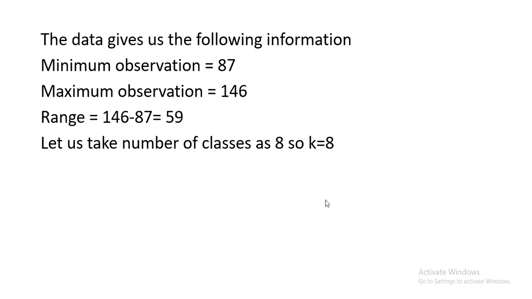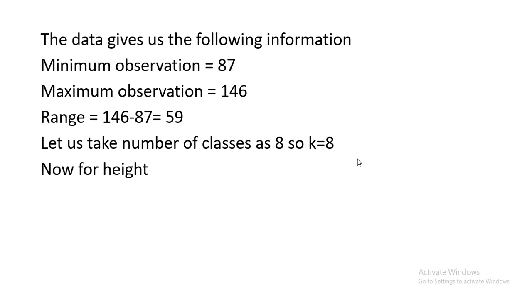Now we need to divide this data into certain classes. Here I have taken 8 classes. As I told you earlier, this is purely our own judgment criteria. We can take from 5 to 15 classes, but it is up to us. We may want to organize the data into 5 classes, or into 7, 8 or any number of classes. So this number is on a judgment basis. Here I have taken my classes as 8, so k equals 8.